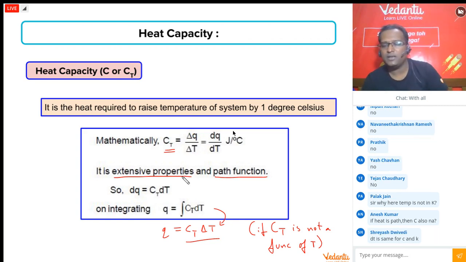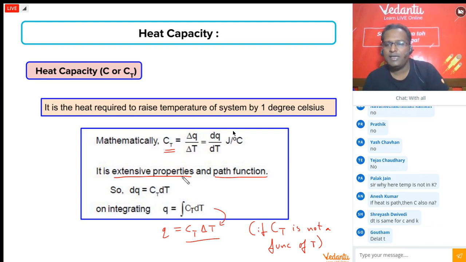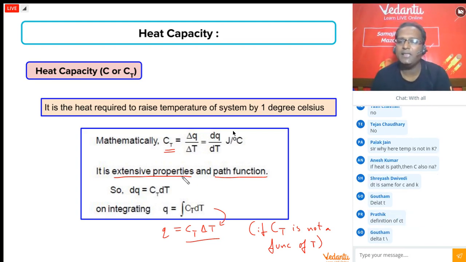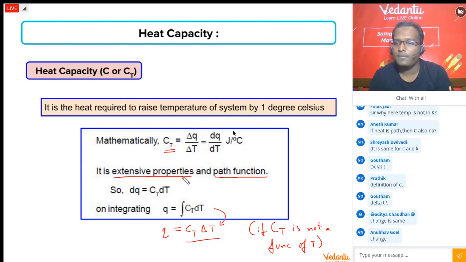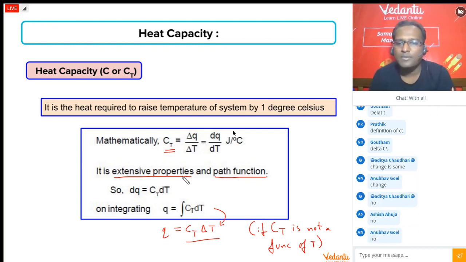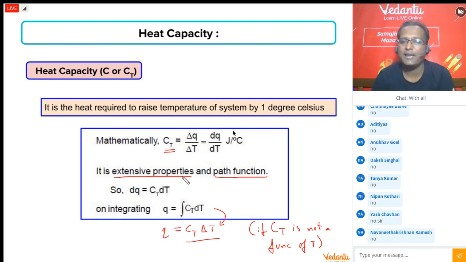Why is temperature not taken in Kelvin? Exactly, it is delta T. Delta T is same for Celsius and Kelvin. Will Fahrenheit also be the same? Will delta Fahrenheit also be the same? No, definitely not. 9 by 5 का factor आएगा या 5 by 9 का factor आएगा. Depends on how you look at it.